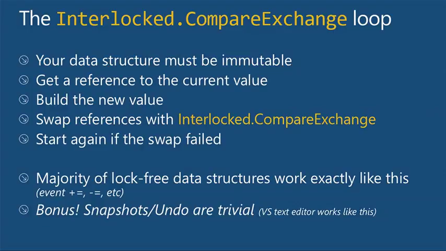If you do structure your data like this, swapping in and out immutable lists, you can keep the old ones around. And all of a sudden, it becomes really easy to do things like undo. This is how the Visual Studio Text Editor works. It doesn't use interlocked because it's not multi-threaded, but it does use these immutable structures and just swaps them in and out. So when you undo, we just put the old one back again. Simple.